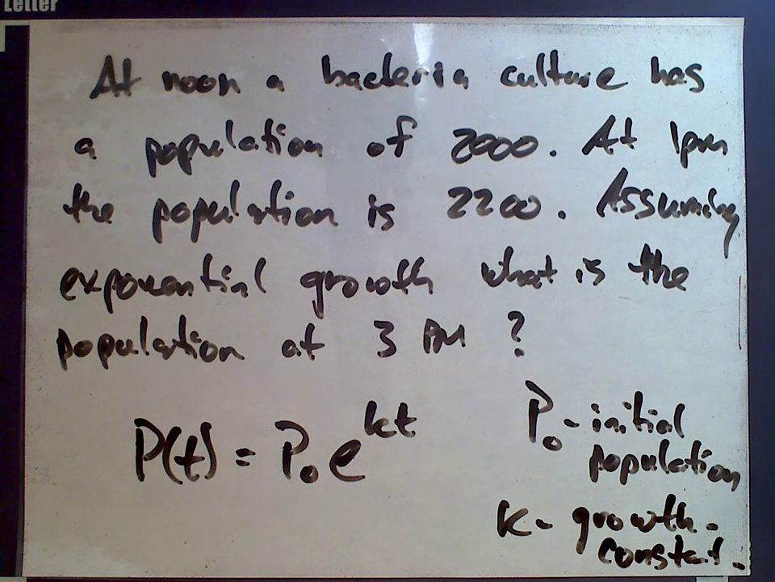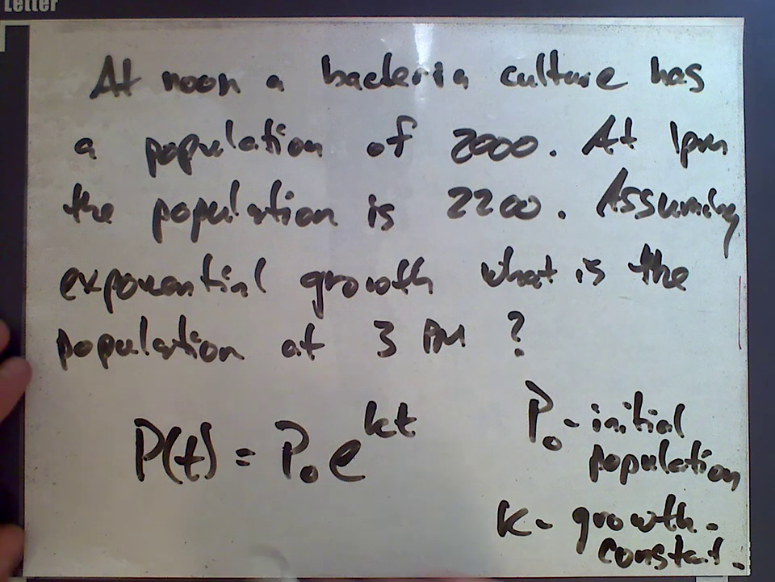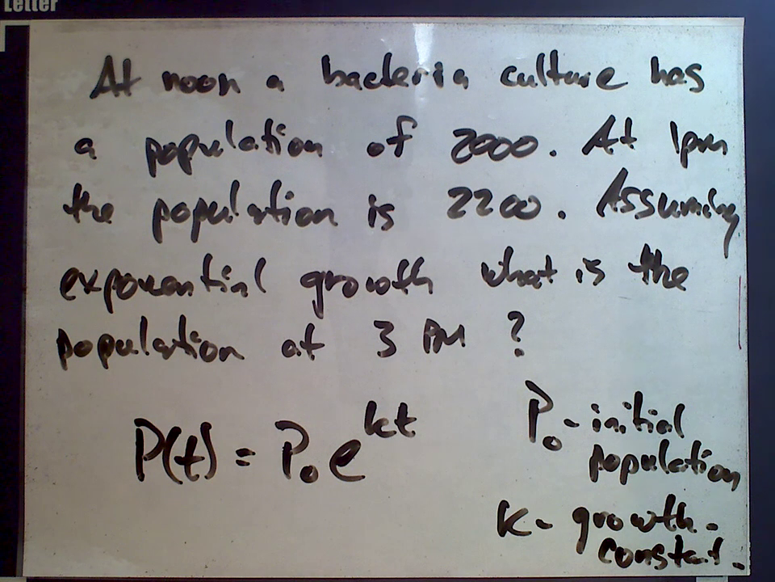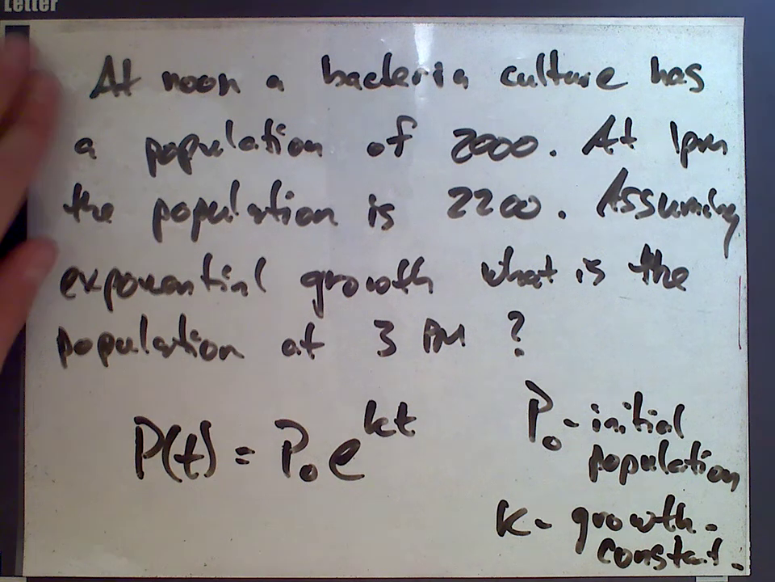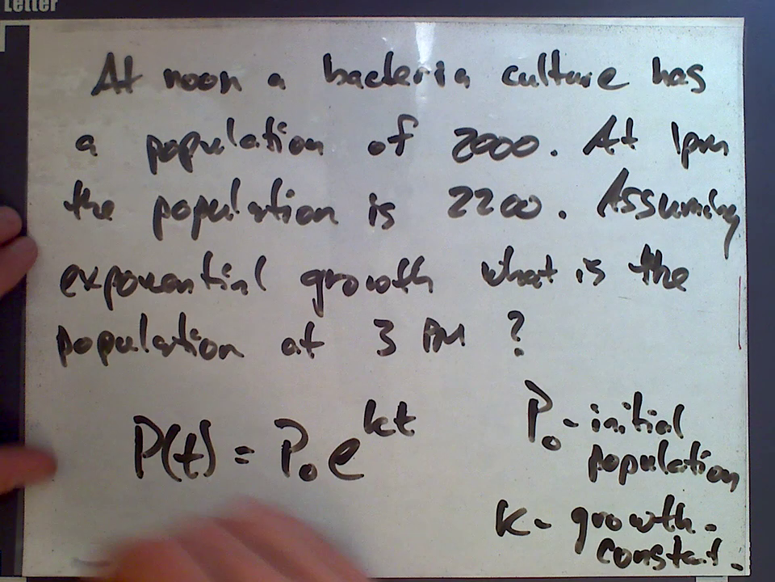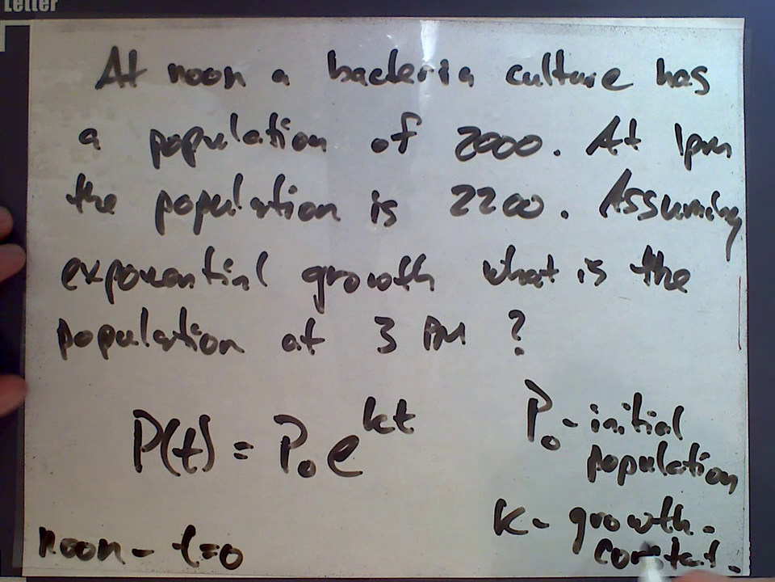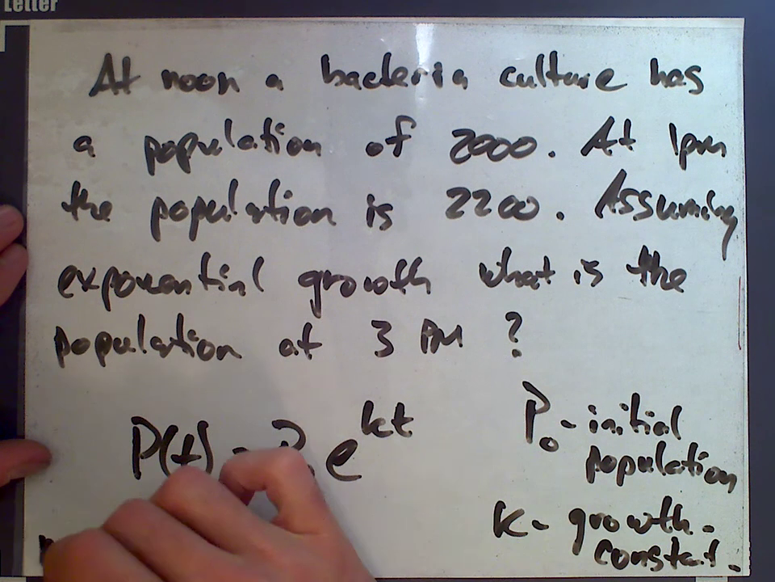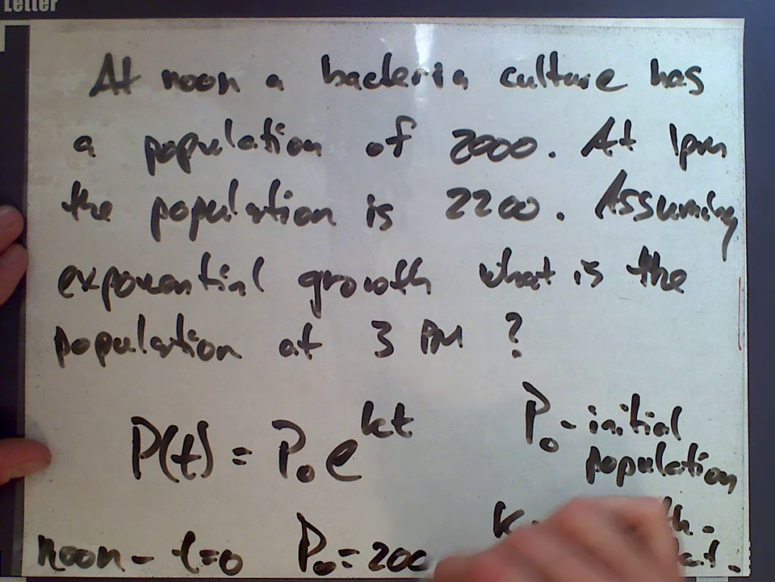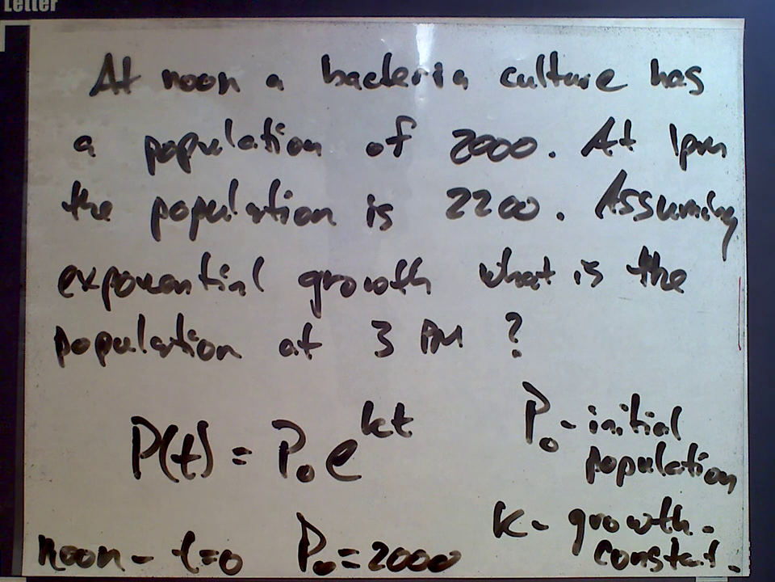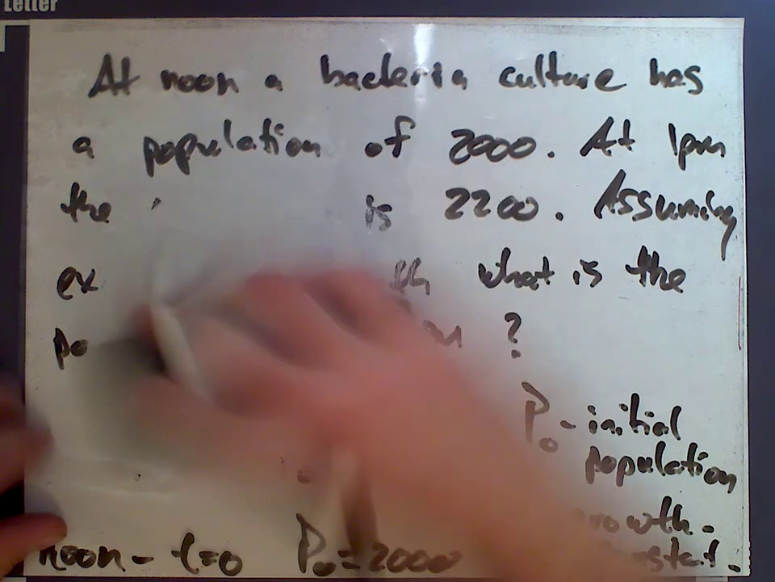Okay, so we need to find P0 and we need to find k. Well, P0 is given. This is the population at the beginning of the problem. By the beginning of the problem, I mean the initial time, which we're going to pick to be noon. So noon for us will mean the time t equals 0. At t equals 0, P0 is 2,000. Okay, so I'm going to erase this problem, assuming that you have it copied down, or that you can pause the video and do that.